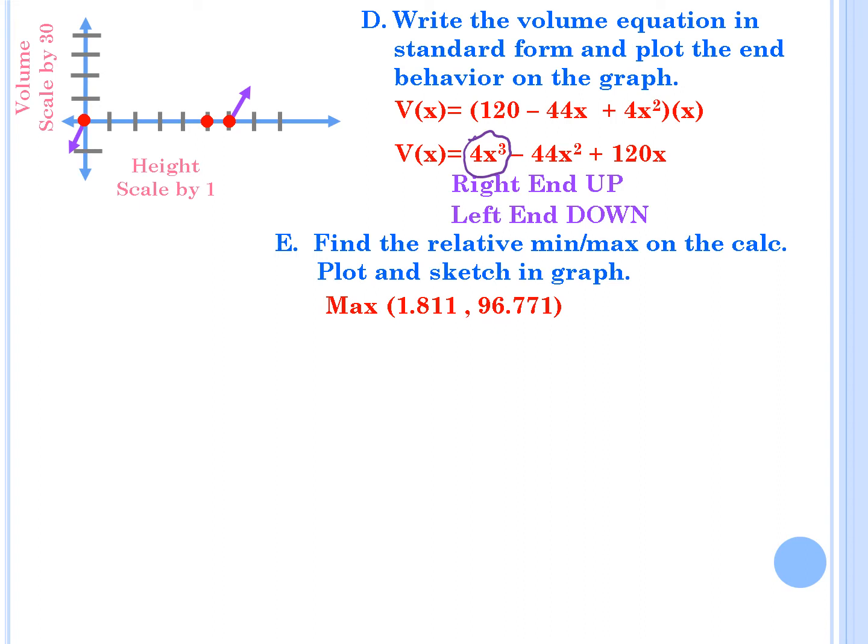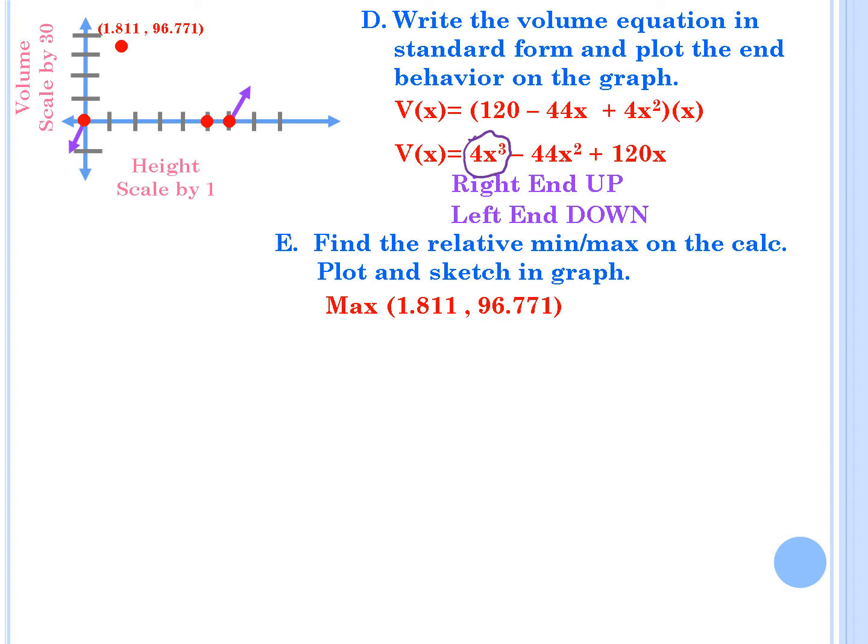96.771. Now, could I have rounded that point to 1.8 and 96.8? Absolutely, because it's going to be graphed in the same location ultimately. Now, you will notice that I have scaled my volume by 30. So each tick mark on the y-axis represents 30. So I'm going to go plot 1.8, 96.8. And don't forget to label it.